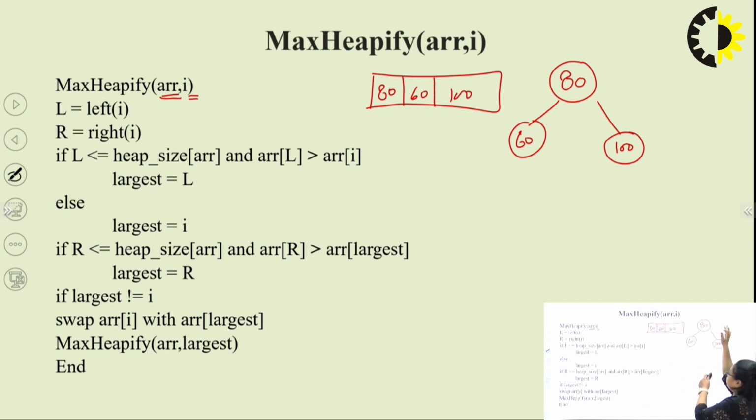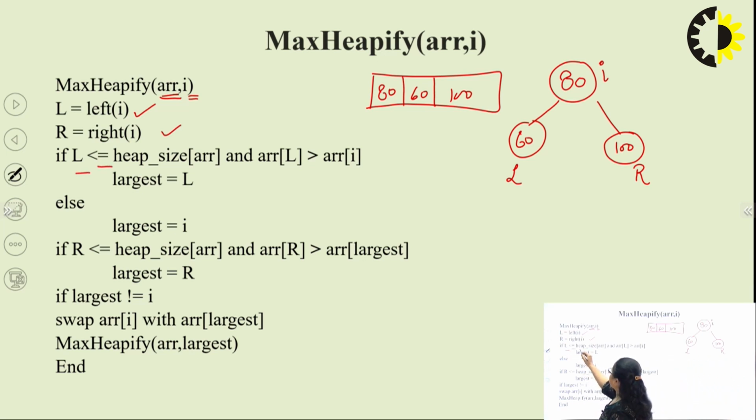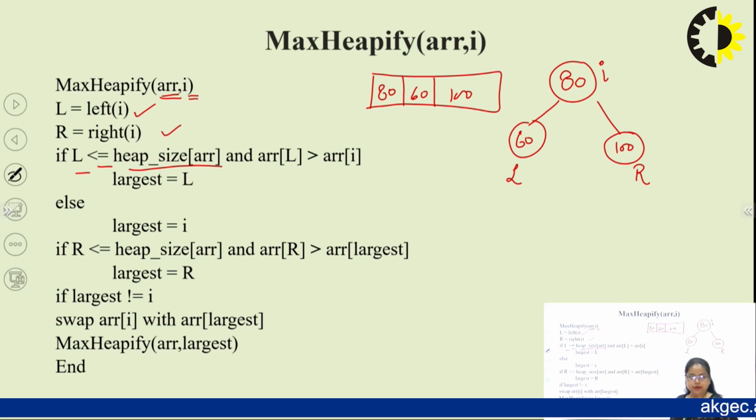On the basis of that you have generated this tree, right? So if I say this is the i element, then this is the left of i and this is the right of i, right? After that what you will do, you have to set L equals left of i. Then after that you have to set R equals right of i. Fine. Now what we have to do is the swapping, based on the largest element, right? For example, if the left element is less than or equal to the heap size of the array, the condition is true, and A of left is greater than A of i, right? Then in that case what happens?